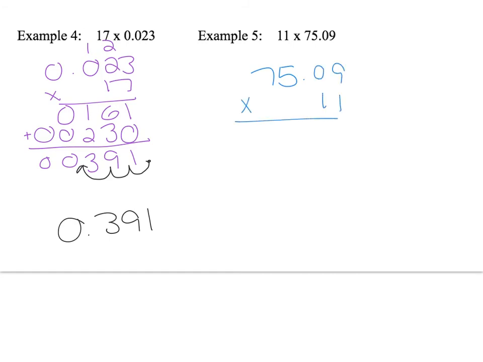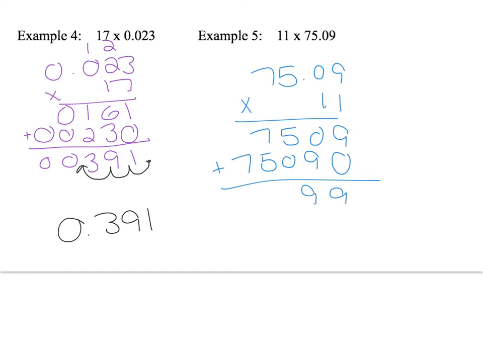Example 5, 11 times 75 and 9 hundredths. Okay, multiply like normal. 1 times 9, 1 times 0, 1 times 5, 1 times 7. Placeholder, don't forget that. 1 times 9, 1 times 0, 1 times 5, 1 times 7. Add together. 9, 9, 5. 7 plus 5 is 12. Carry 1, 8.